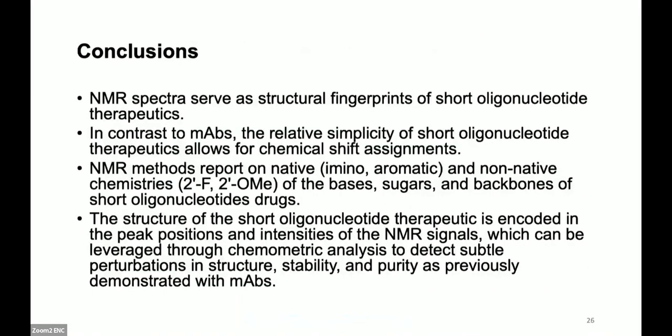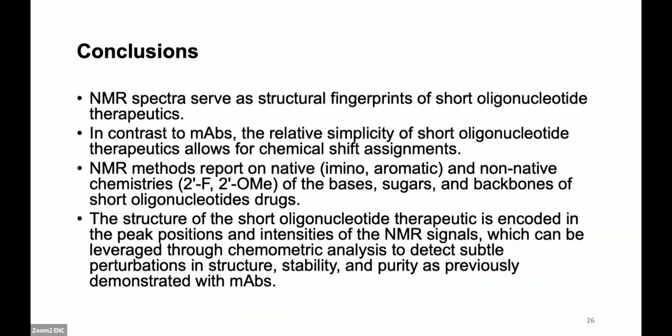So in conclusion, I hope I've convinced everyone that we can actually use NMR to get a nice structural fingerprint of short oligonucleotide therapeutics, not just monoclonal antibodies. In contrast to mAbs, the simplicity of short oligonucleotide therapeutics and their relatively small size allows them to be assigned pretty readily if need be. But a lot of these methods don't necessarily need assignments.